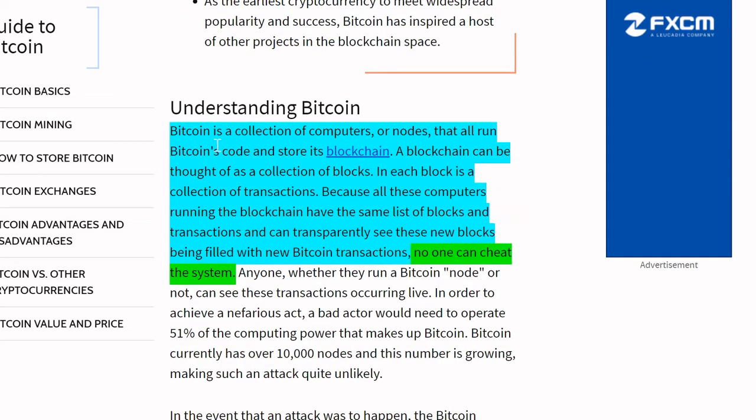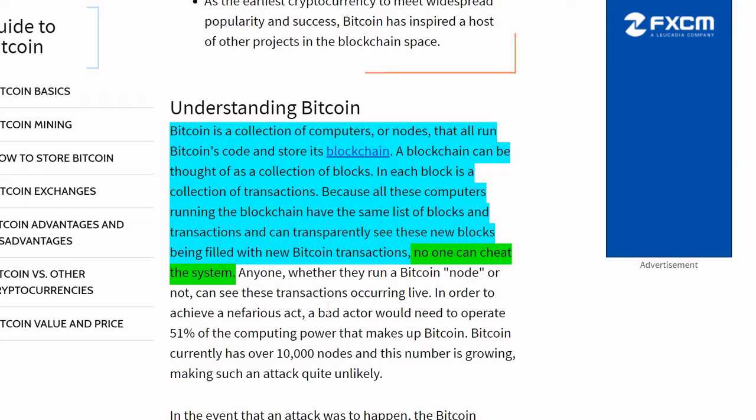To be more specific, Bitcoin is a collection of computers, or nodes, that all run Bitcoin's core code and store its blockchain. So what is a blockchain? A blockchain is a collection of blocks, and each of these blocks is a collection of transactions. So we have, say, a couple of blocks in a line. Each block has a collection of specific transactions, and there are also computers running this blockchain that have the same list of blocks and transactions. These new blocks can be transparently seen as they're being filled with new Bitcoin transactions.